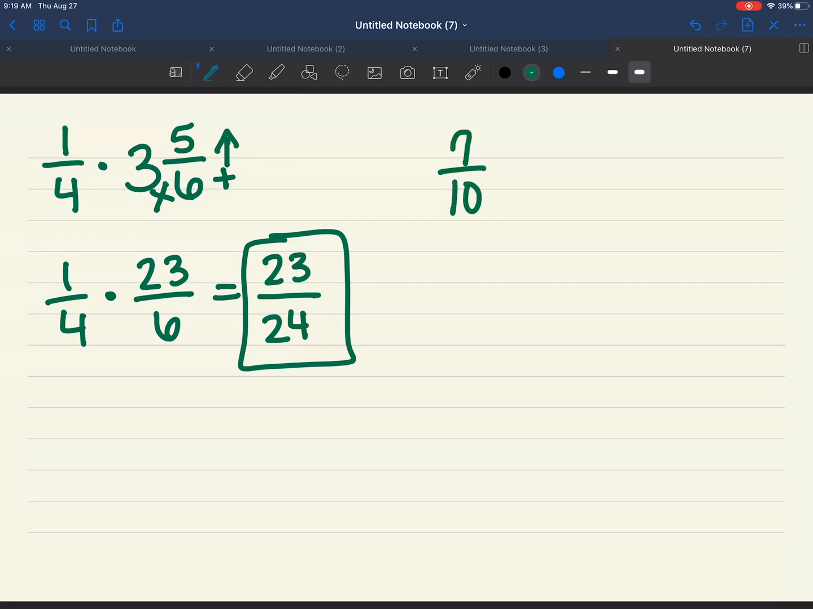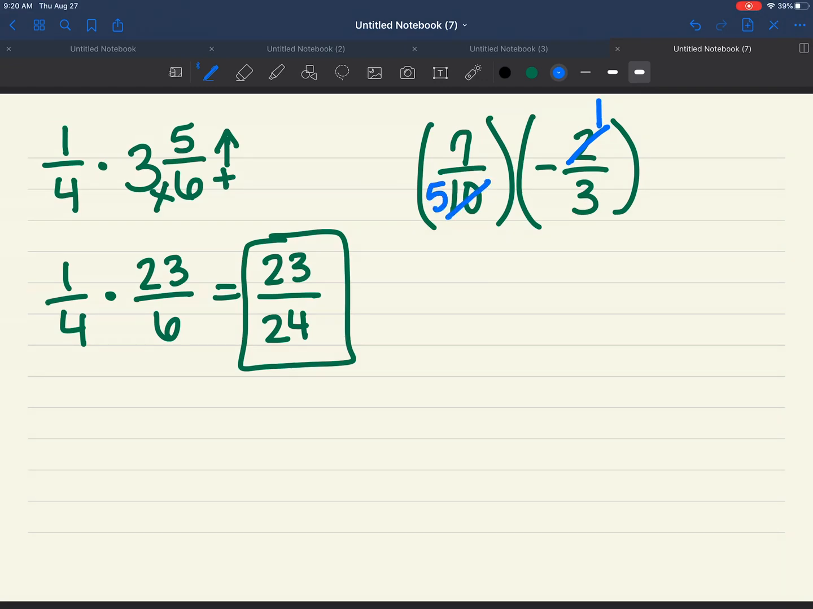All right, next one we're going to look at is if we also have a negative. So 7/10, and we're going to multiply that by negative 2 over 3. Now, honestly, you're going to work it the same way, and then at the very end or the beginning, I don't care which time you do it, you're going to think about your sign. Okay? So, Abby, is there anything I can simplify here? 2 and 10. Which would give me what? 1 and 5.